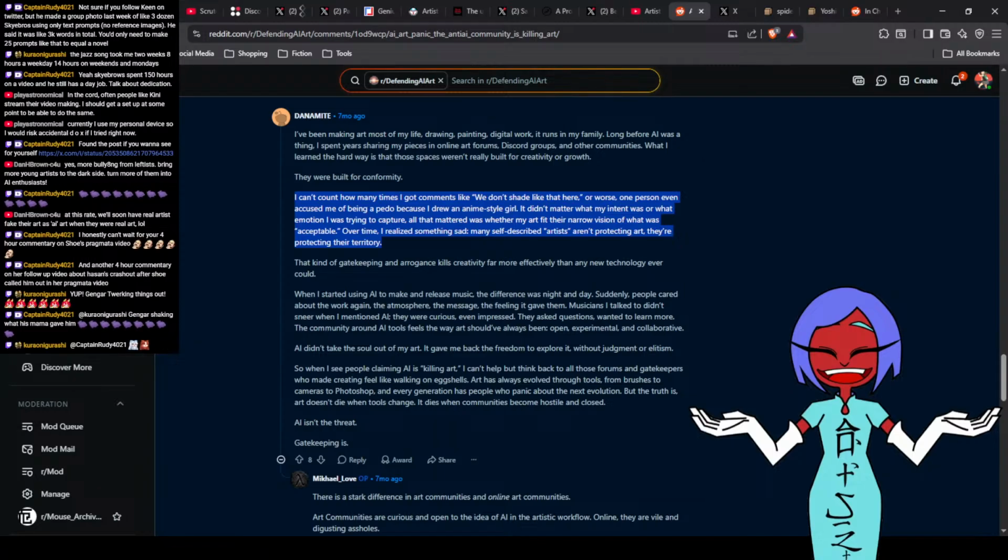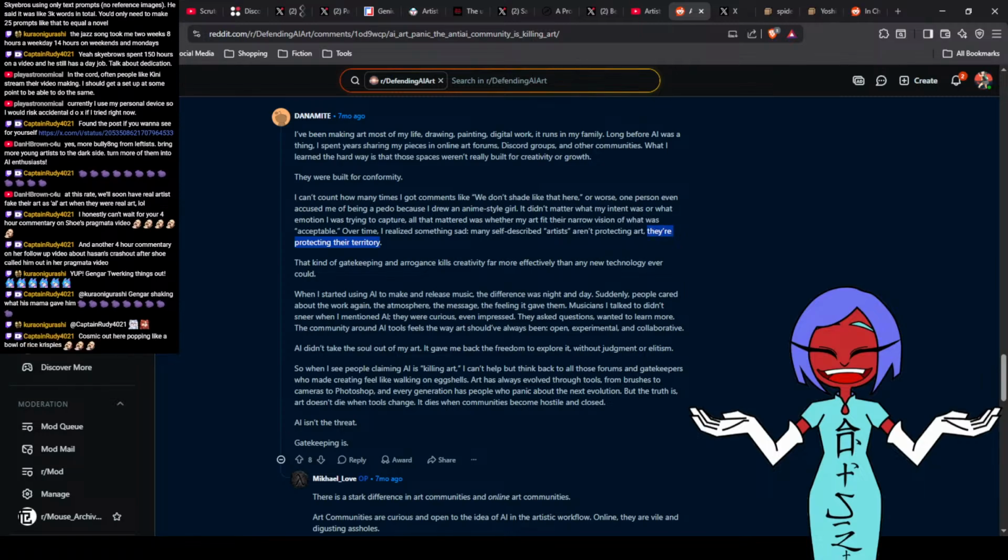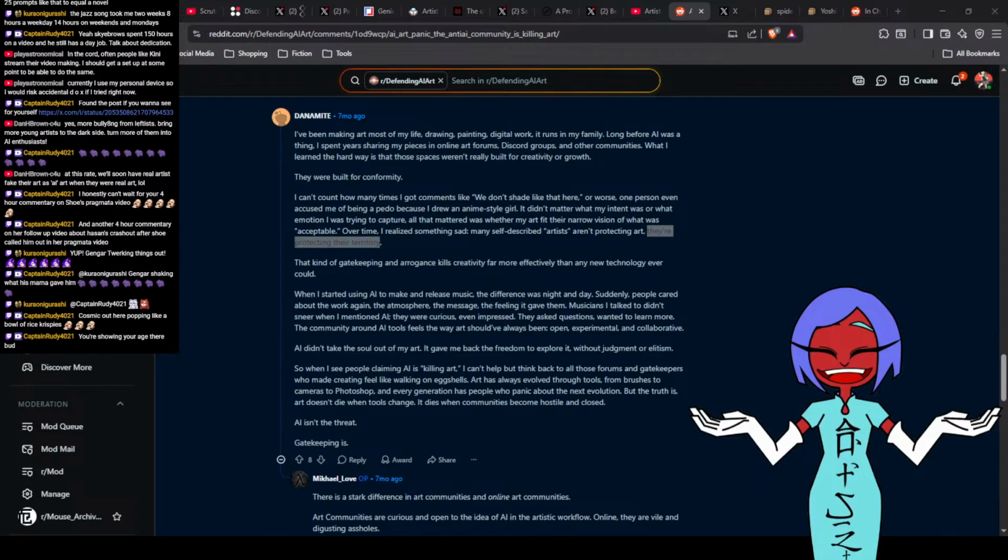He is absolutely right about this, right? This is absolutely correct. Everyone is dancing in the chat, and this is definitely an unexpected turn of events, right? But yes, no, they are absolutely right. They are protecting their territory. Not just their own position in the art community, but literally the Gramscian left is protecting their territory in the sense that they're protecting their control over the means of cultural production, right? We don't do that here. Why? Because it doesn't push the message that we culturally want to push. So that kind of gatekeeping and arrogance kills creativity far more effectively than any new technology ever could.